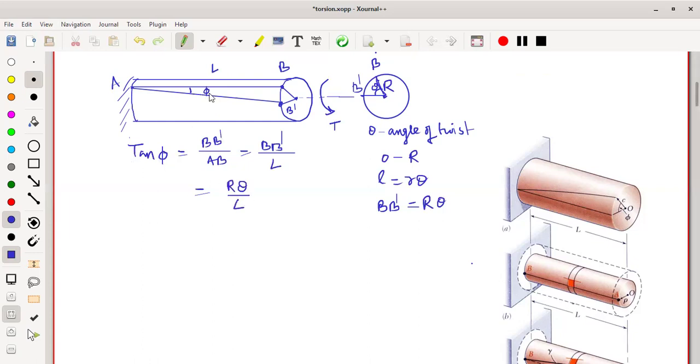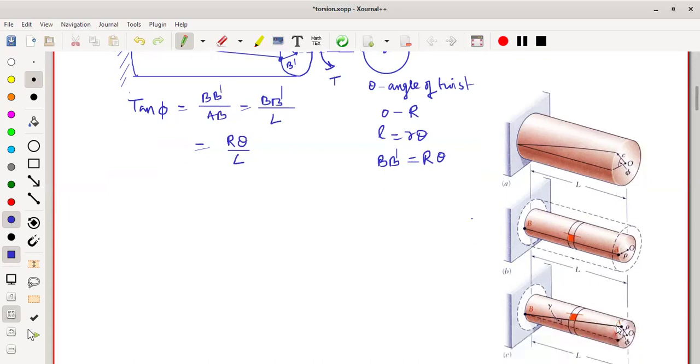The phi value is a very small value. When the shaft is subjected to torque, the member is distorted, and you can observe that inclination as a shear strain. Because it is a small angle, whenever tan phi is small, it can be equated to phi only.